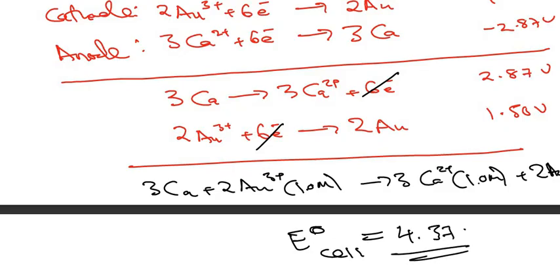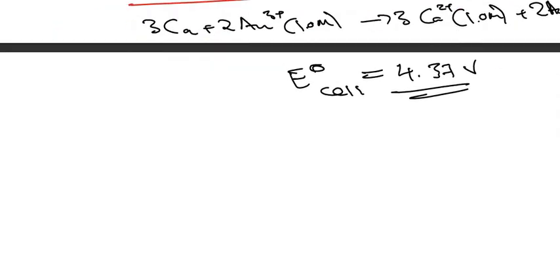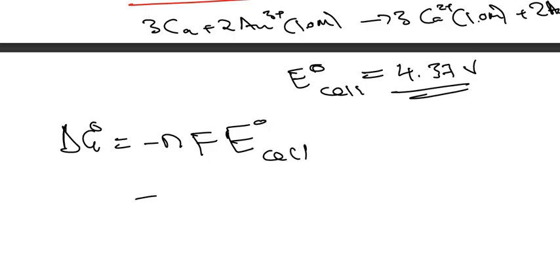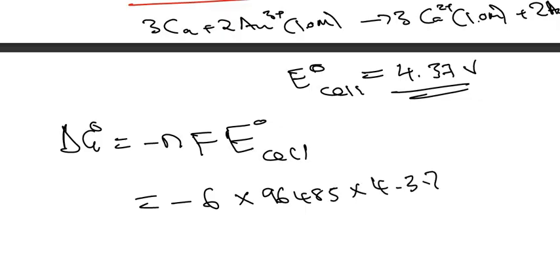That's what I'm getting to be my voltage. Now they're asking for free energy. Free energy is equal to negative nFE, where n is the number of electrons that you cancelled, the ones that don't appear in both equations. So the number of electrons is 6. Faraday's constant is 96485, it's given there. Then here we have 4.37. So Gibbs free energy is just going to be 96485 times 6 times 4.37.